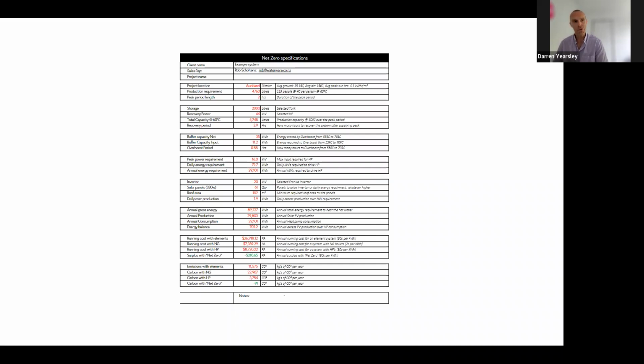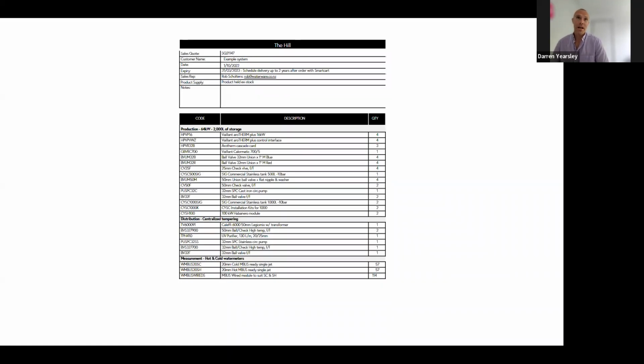So for the right audience, these types of metrics allow the client to make informed decisions about, all right, this is what my capital investment's going to be. This is what my estimated running cost is. This is what my estimated carbon footprint is. So it's a very good tool to allow a client to make informed decisions about which way they want to produce their hot water.